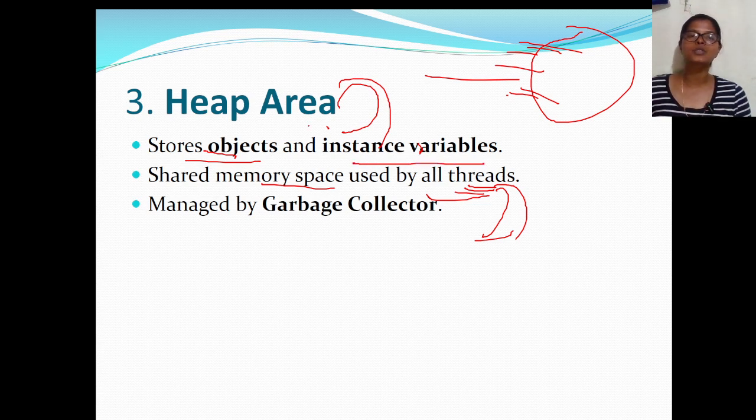Instance variables are also stored in the heap area, and it is managed by the garbage collector. Okay, because if any unused object is present in our Java program, that memory will be deallocated, right? So that's why the heap area is managed by the automatic garbage collector. Okay, I hope you understand.